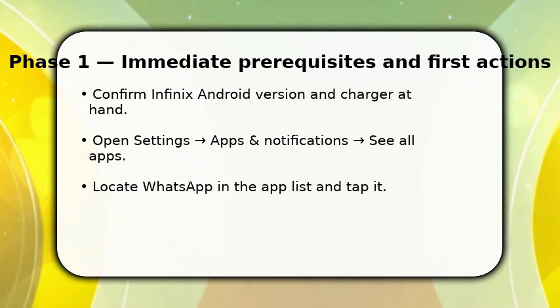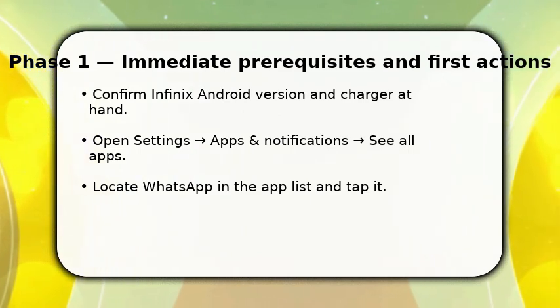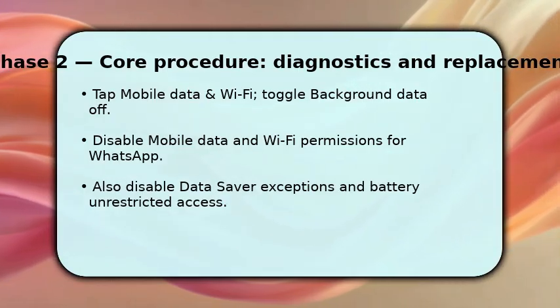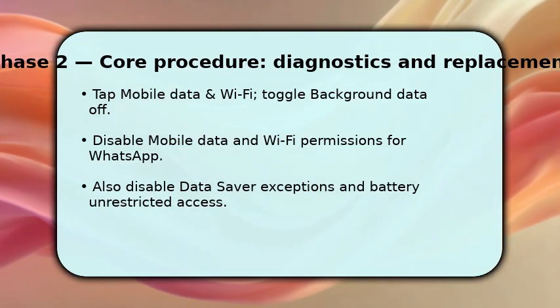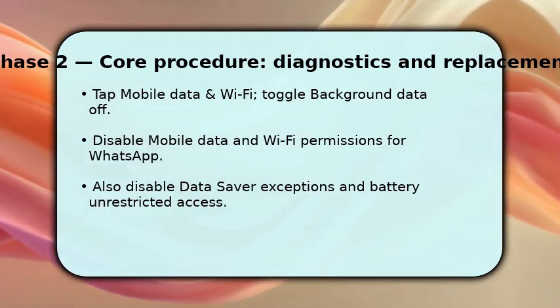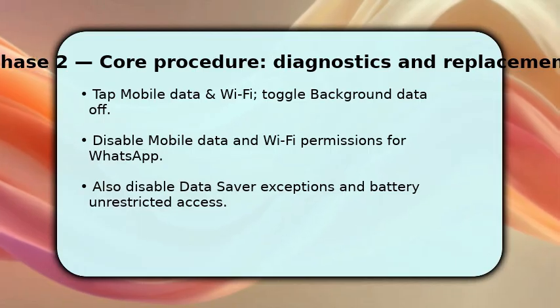Once on WhatsApp's app info, choose mobile data and Wi-Fi to see network toggles. Turn off background data first because that prevents background syncing. Next, explicitly revoke mobile data and Wi-Fi permissions so WhatsApp can't use either connection when you want it blocked.